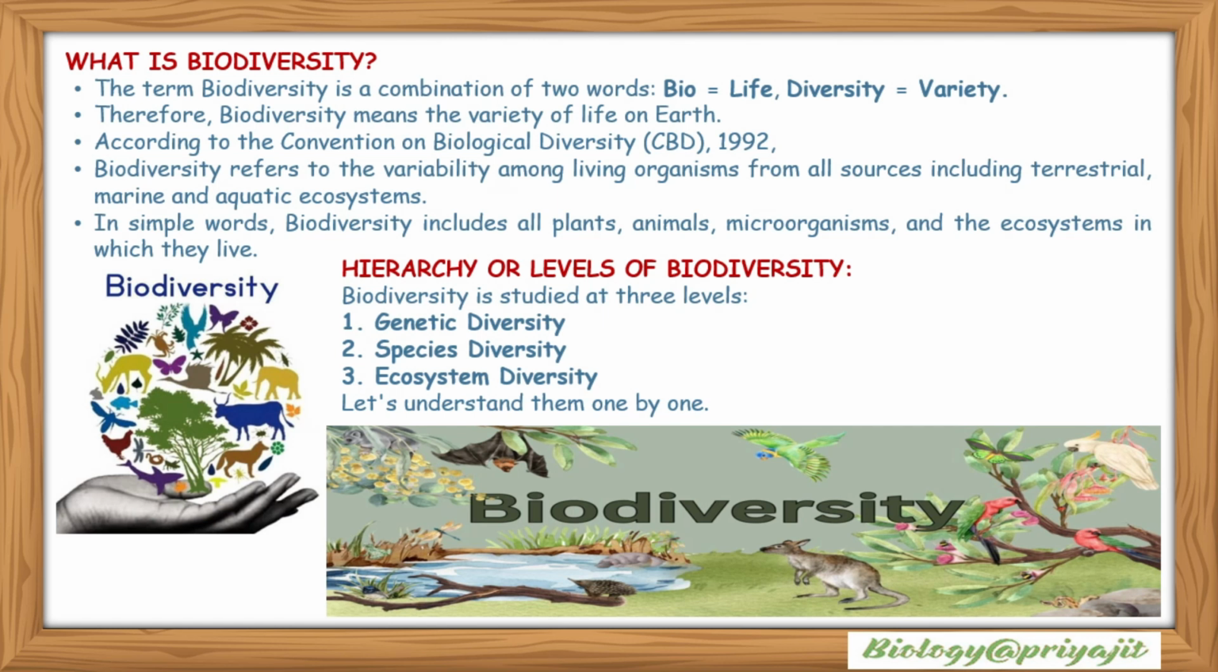Hierarchy or levels of biodiversity. Biodiversity is studied at three levels: genetic diversity, species diversity and ecosystem diversity. Let's understand them one by one.